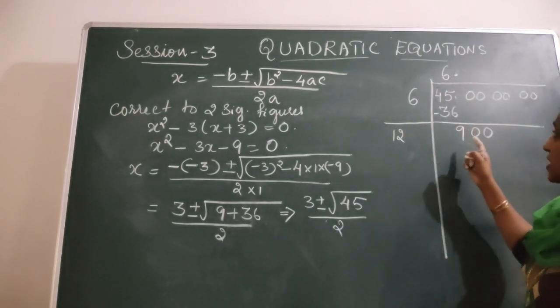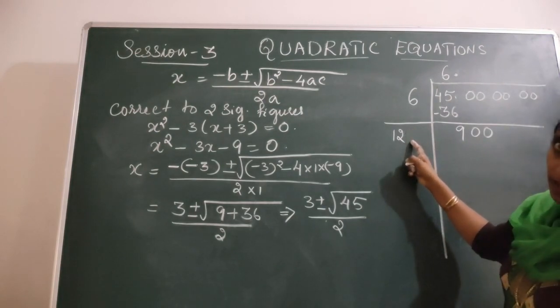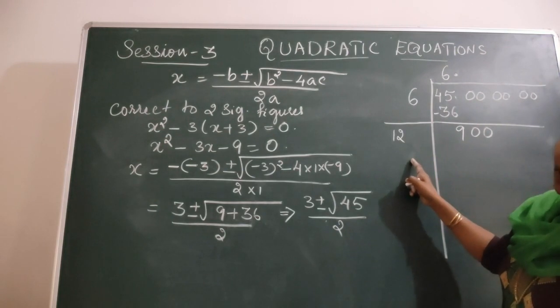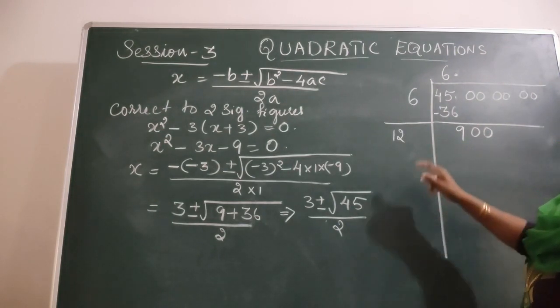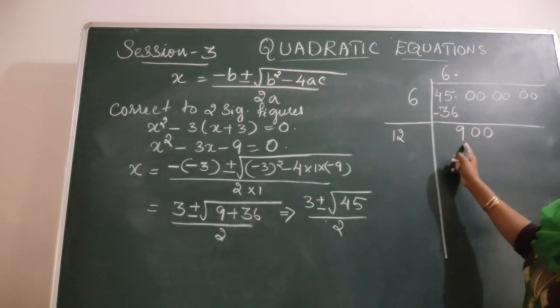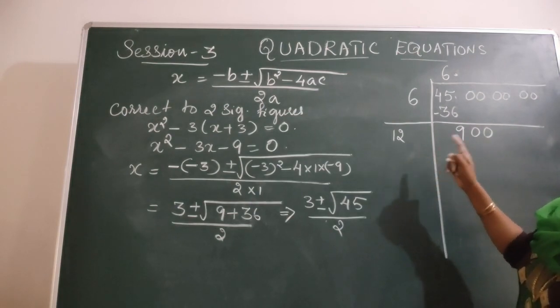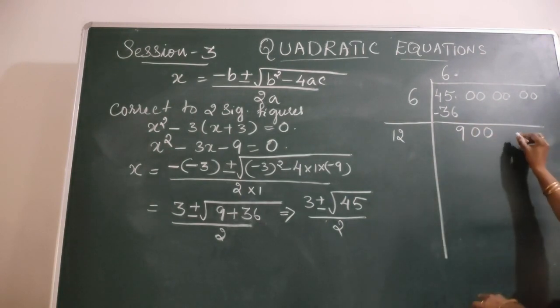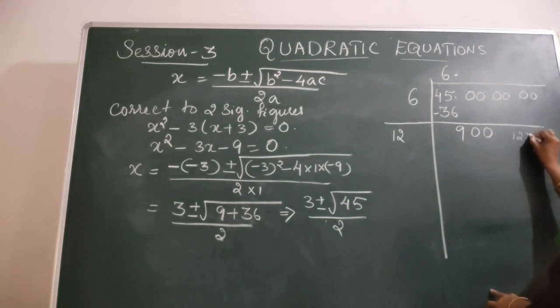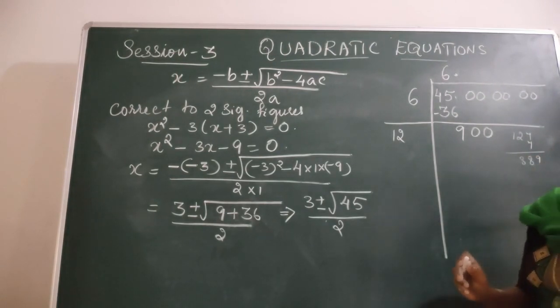Then you will find out how to get a number less than 900. The number you have to write on the right side of the number, as well as multiply. So you will go for 12's multiples. You know 12 fives are 60, 12 sixes are 72, 12 sevens are 84, I think. So first of all you will check whether 7 will go or not. 127 into 7, what will you get? It will go. 889 comes.